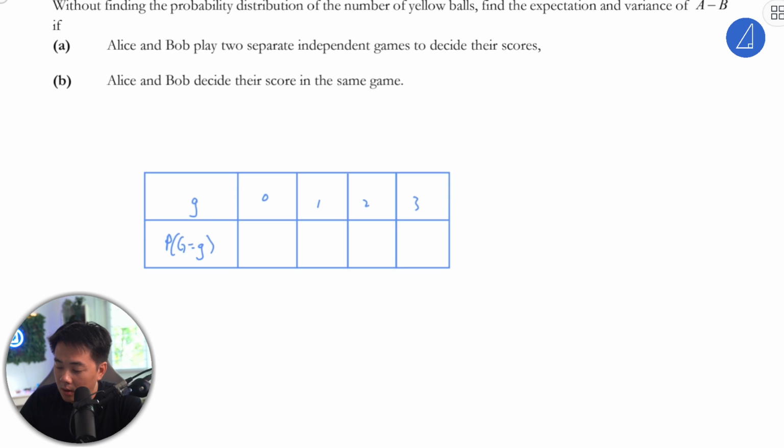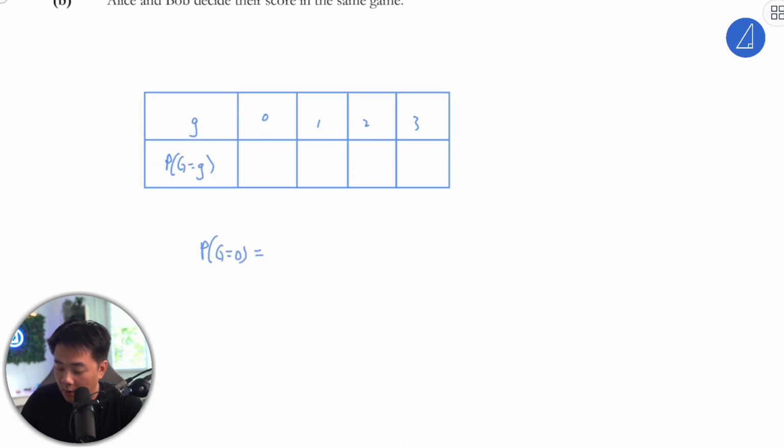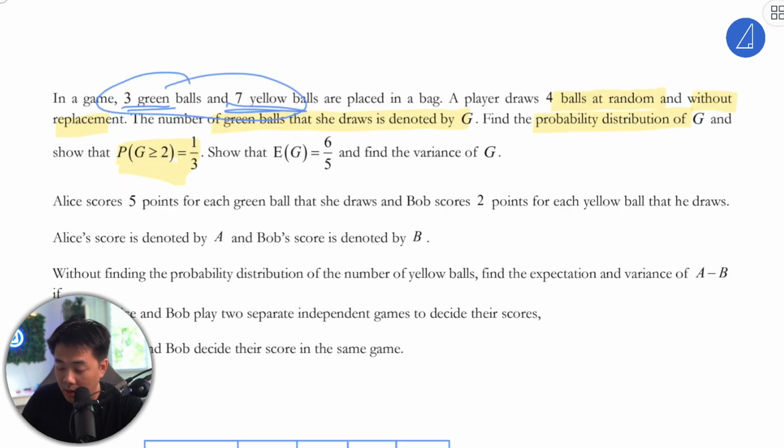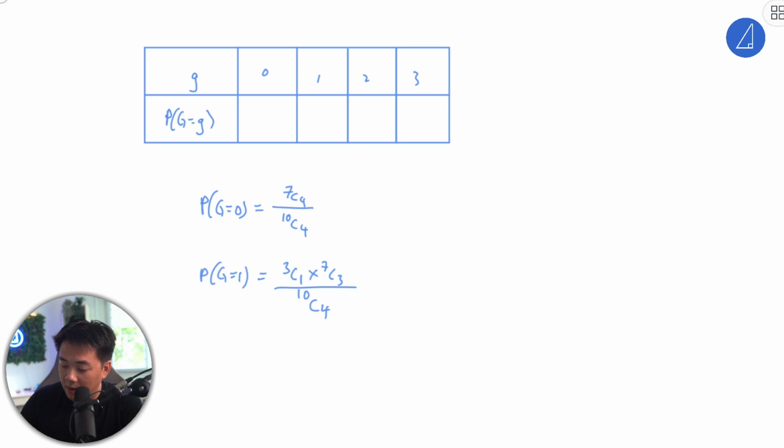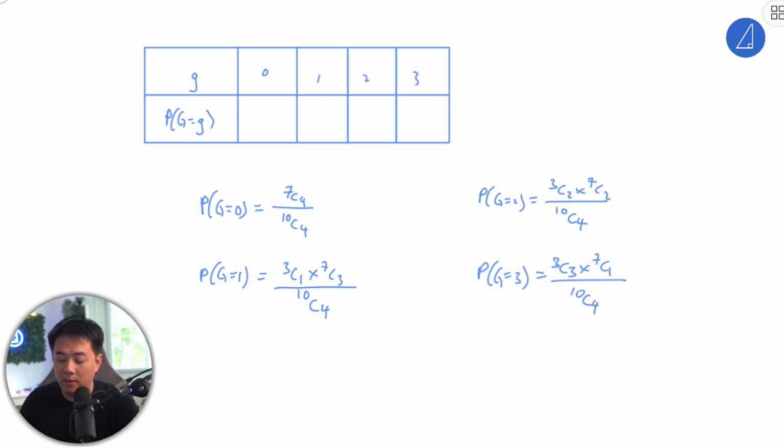For P(G = 0), no green balls are chosen. What we want is 7 yellow balls choose 4, which is 7 choose 4, over the total number of balls, which is 10 balls, 7 plus 3, so 10 choose 4. So P(G = 1) will be, we have 3 green balls, we choose 1, then 7 choose 3 over 10 choose 4. This only works without replacement. Then same thing for P(G = 2): it's 3 choose 2 times 7 choose 2 over 10 choose 4. For P(G = 3), we need 3 choose 3 green balls and 7 choose 1 over 10 choose 4. Then we just key into the calculator.